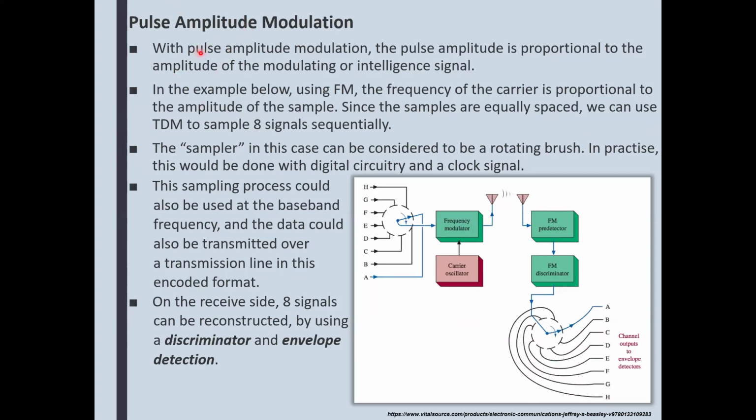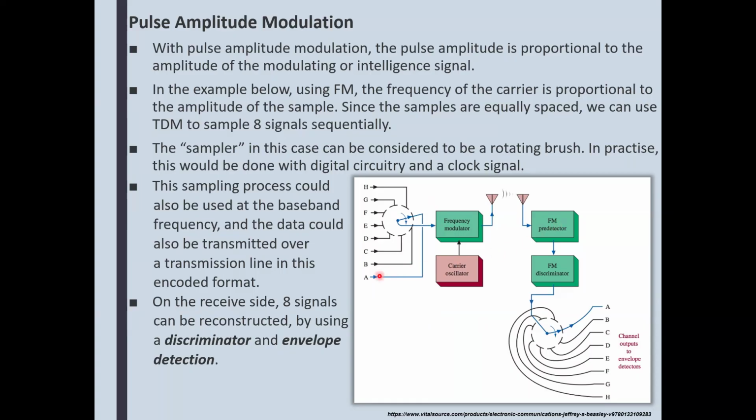Pulse amplitude modulation. With pulse amplitude modulation, the pulse is proportional. Oh, so this is the whole thing explained, what I just explained. In the example below, using FM, the frequency of the carrier is proportional to the amplitude of the sample. All right, so we have a frequency modulation FM radio here. Let's say FM transmitter, FM receiver.